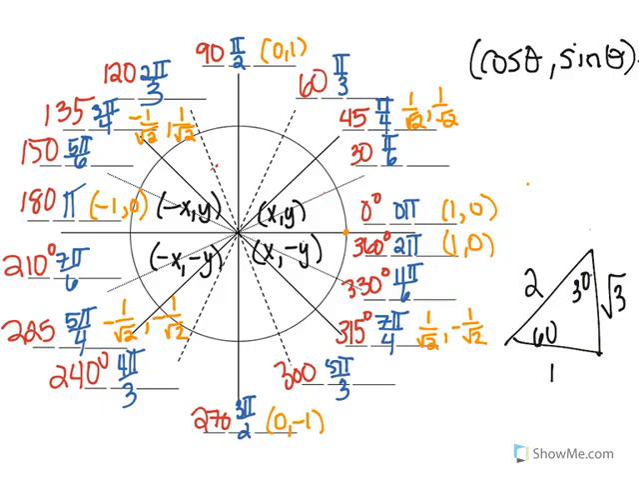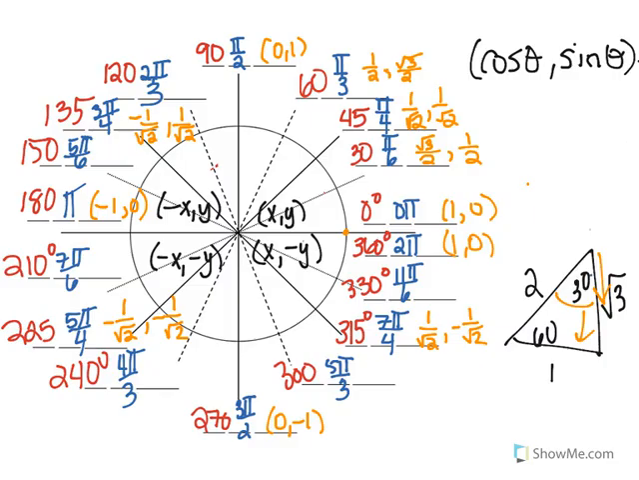Now let's do our 30 degrees. So for 30 degrees, our adjacent side is √3, and our hypotenuse is 2. So it's √3/2. Our opposite side is 1. So it's 1 over 2. So that is my cosine and my sine for a 30-degree angle. A 60-degree angle is going to be the opposite of that. So 1 over 2 and root 3 over 2.